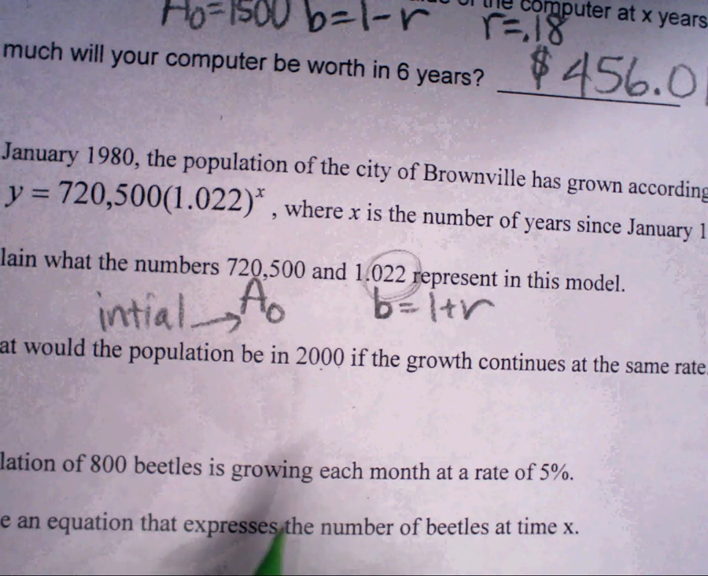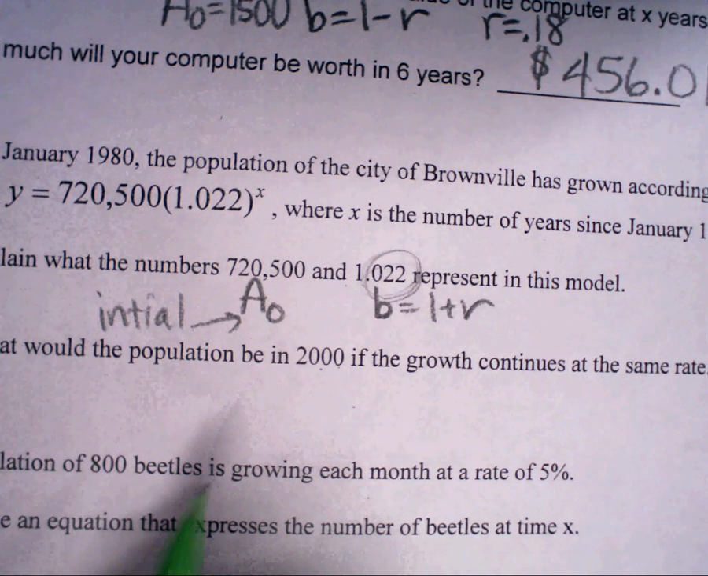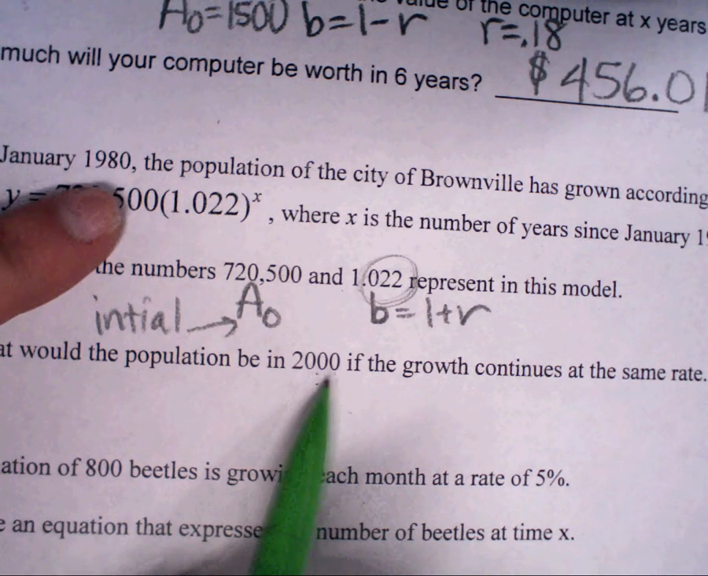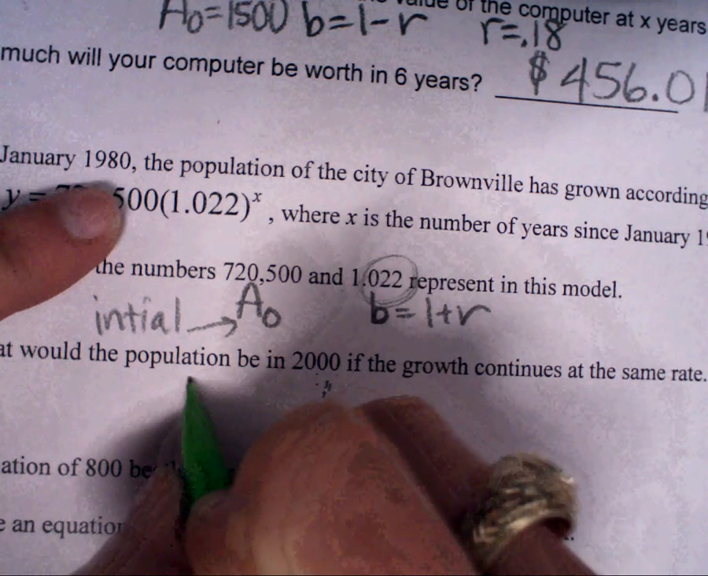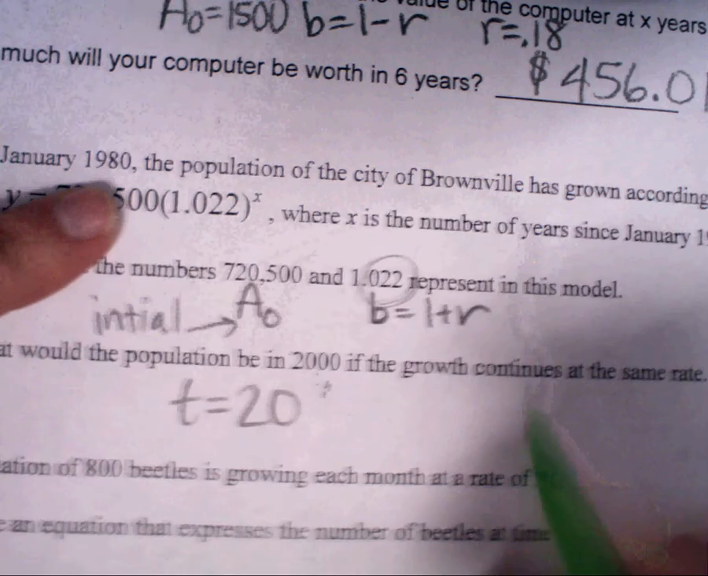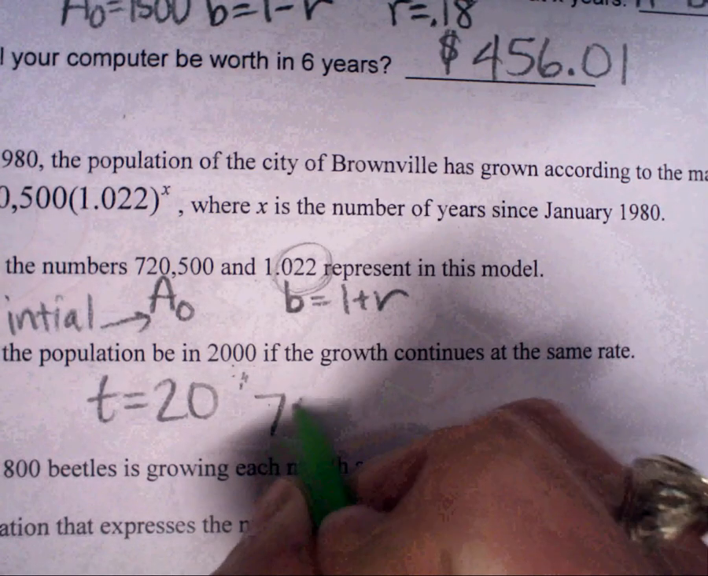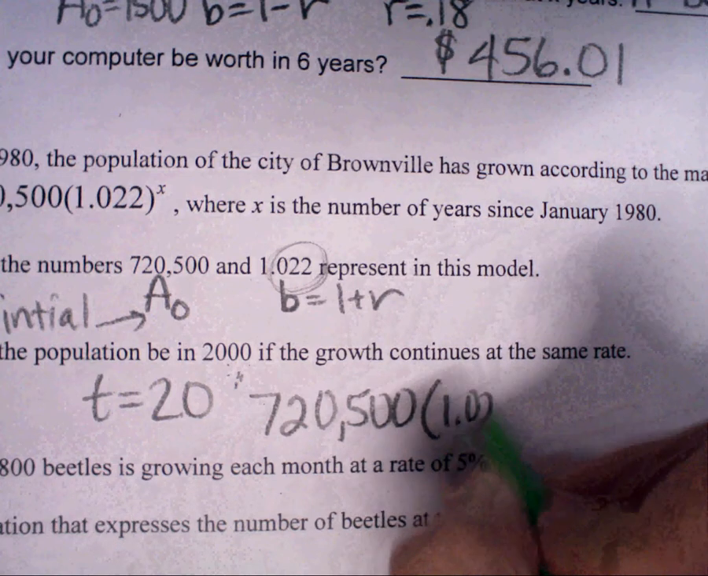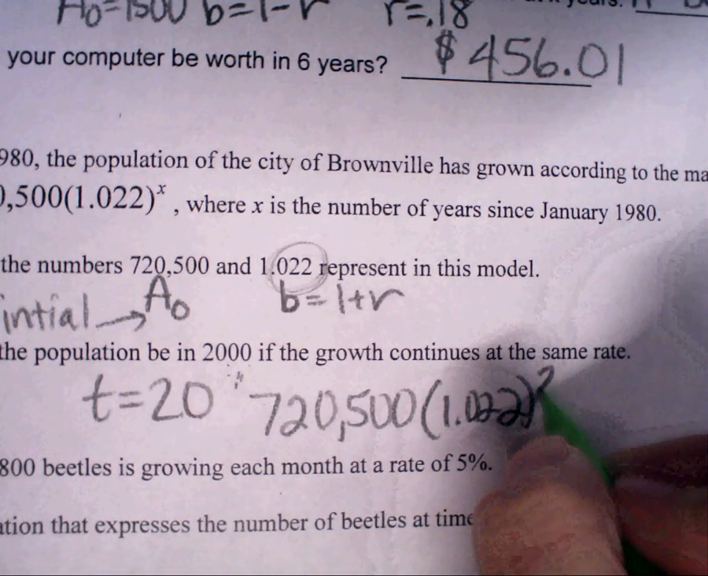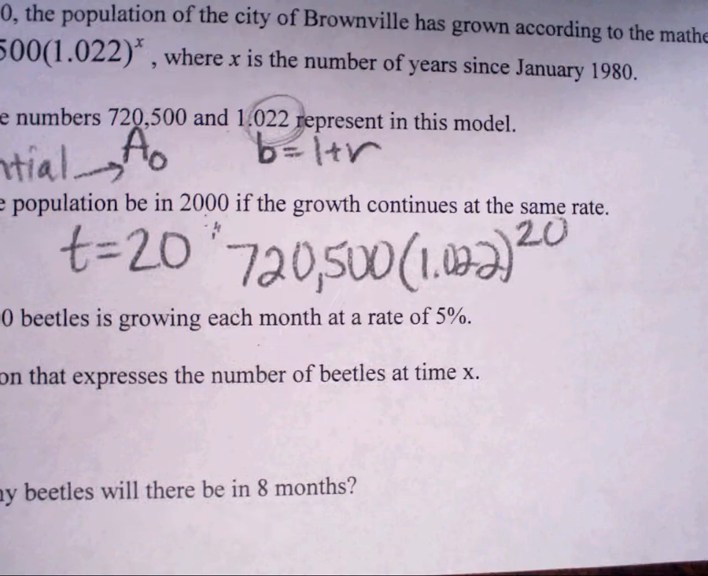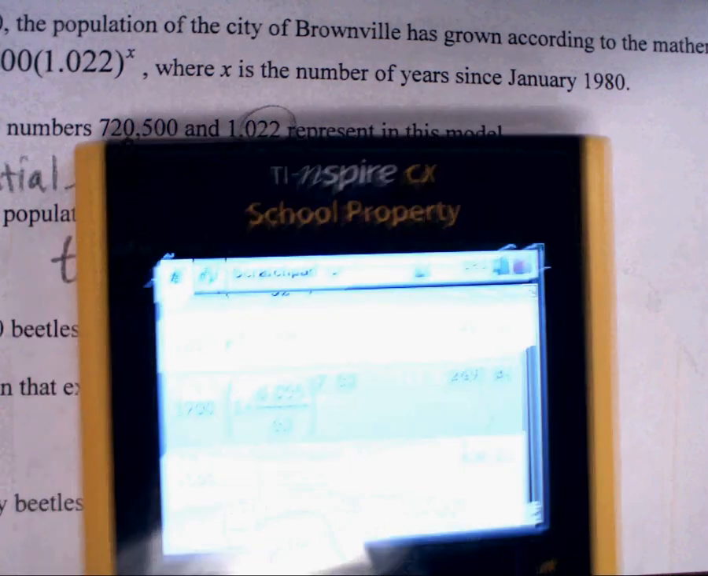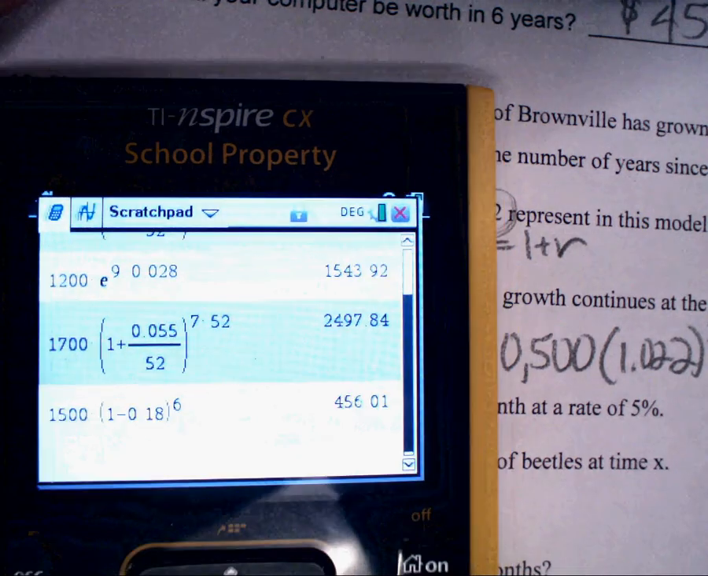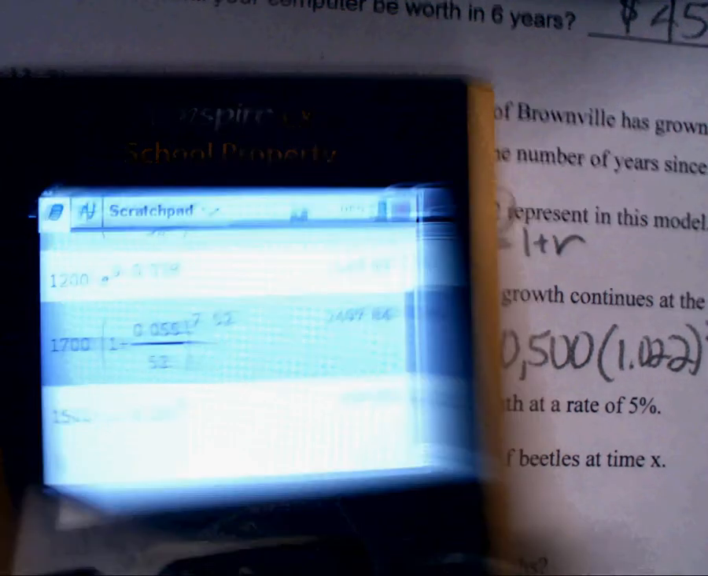Then it says, what would the population be in 2000? Well, you do not plug in 2000. You will get huge numbers. But if you look at the time difference between 1980 and 2000, that time difference is 20. So in place of the x in that equation, I'm going to plug in 20. So I grab my calculator and put it in.